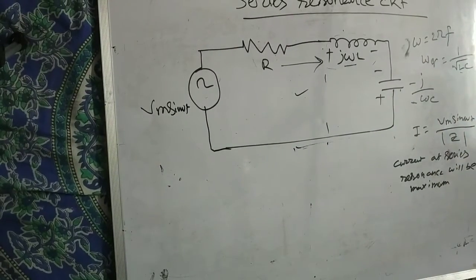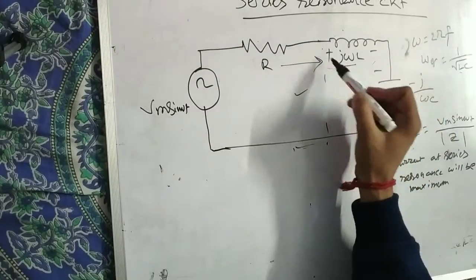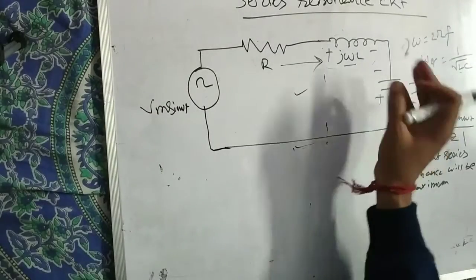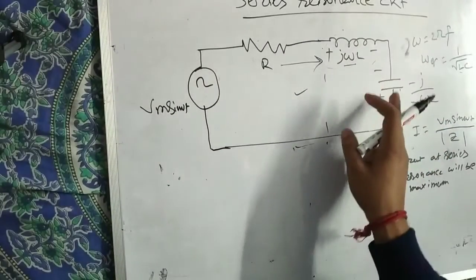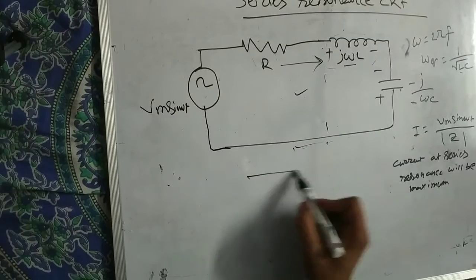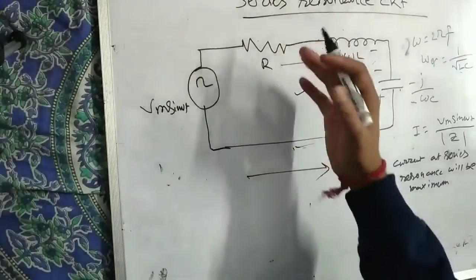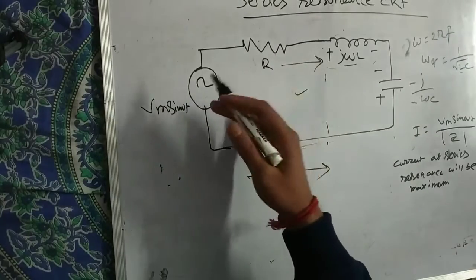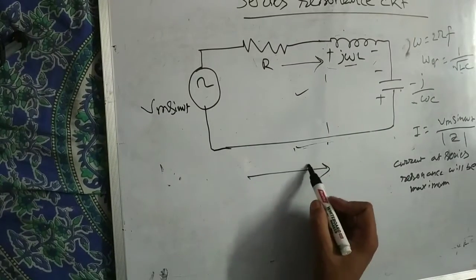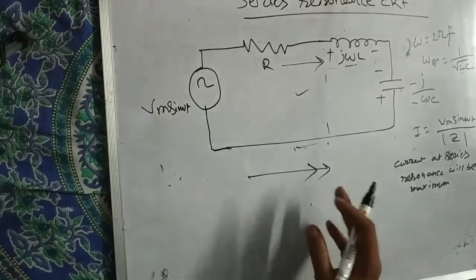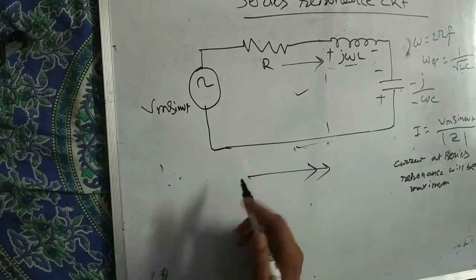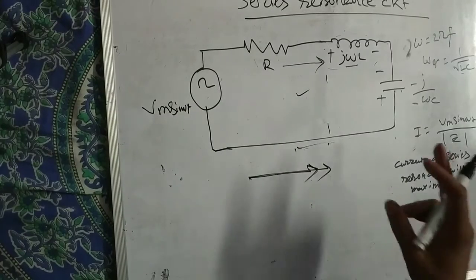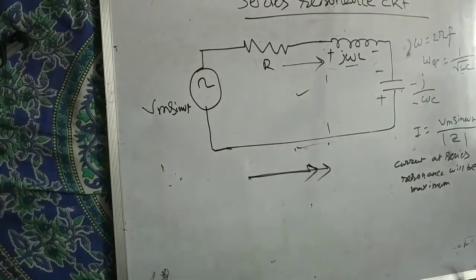This means the voltage across the inductor is opposite to the voltage across the capacitor. That means the inductor is absorbing reactive power and the capacitor will supply the reactive power in the circuit. That's why the reactive power demand from the supply is 0, meaning the total load in the circuit is a resistive load. That's why the power factor of the circuit is 1. This is the main phenomenon of the resonance circuit.